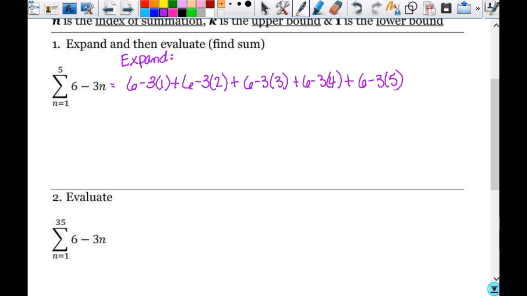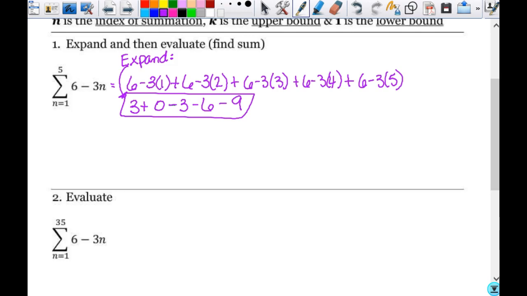And so once we do this, this is 6 minus 3. What does that give me? 3. Plus, this is 6 minus 6, which is 0. Plus, 6 minus 9 is negative 3. So instead of plus, I can actually put minus 3. And then 6 minus 12 is negative 6. And then 6 minus 15 is negative 9. So this is expanded. Remember, your series is the adding of your sequences. So that's the expanded form.